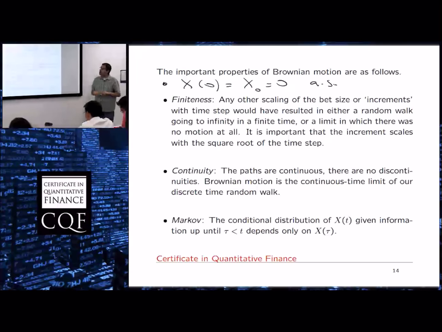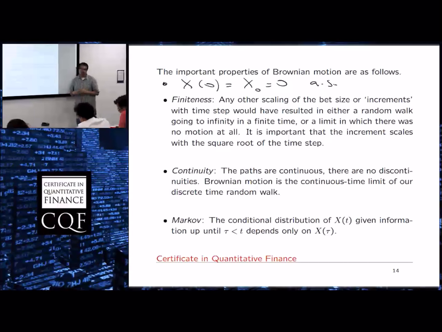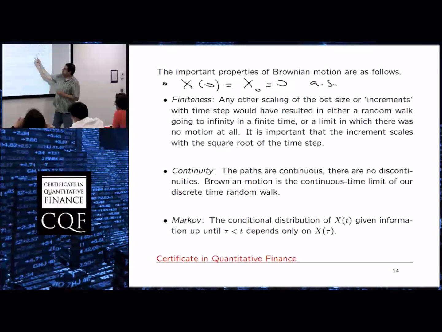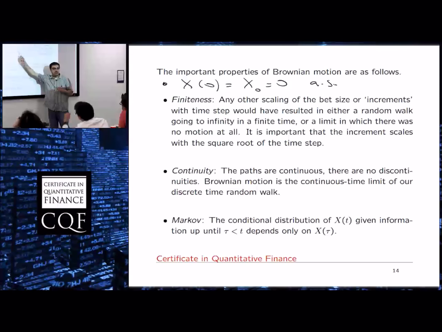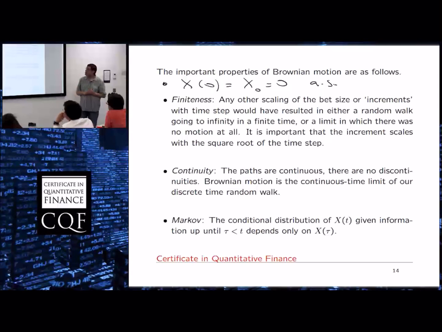Now, if you have a look at finiteness, this is more a description of what we've seen so far. In terms of properties, there's essentially three or four properties. Paul is really emphasizing here the importance of the bet size, the root t over n. Anything else wouldn't have worked.